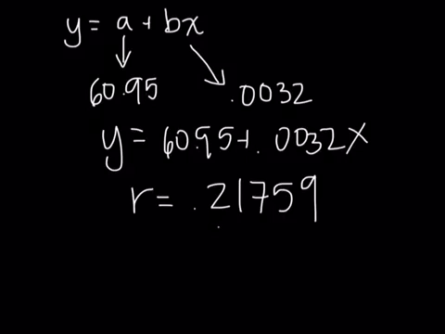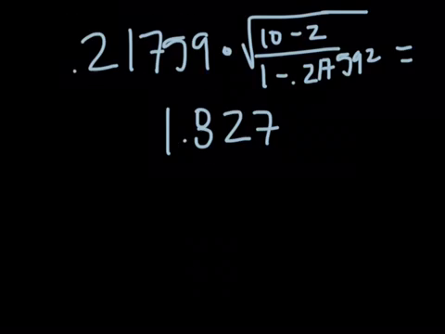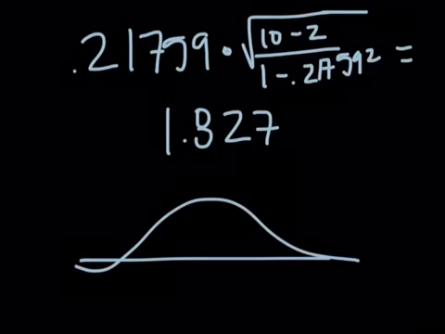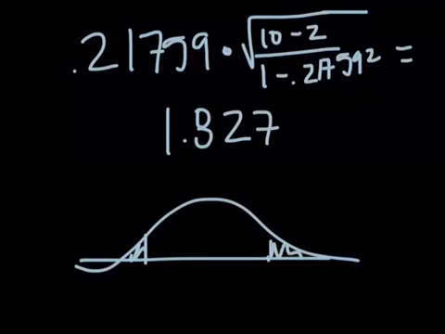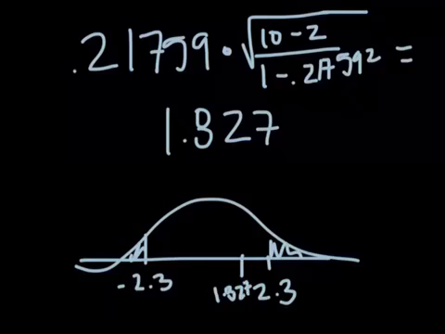And then to find your test value, you use this equation. It's r times the square root of n minus 2 over 1 minus r squared. And if we plugged that in, it would look like this. So that's your test value. And then, of course, if you redraw your graph or go back to it, remember that our critical values were 2.3 and negative 2.3. And you find that 1.827 is right here, which is outside the critical zone.